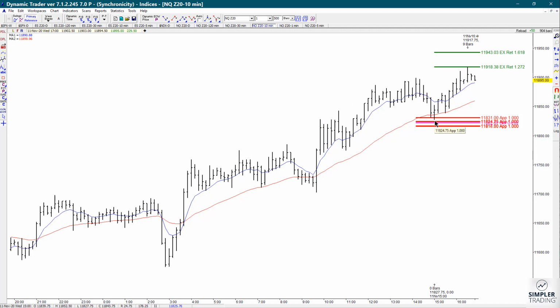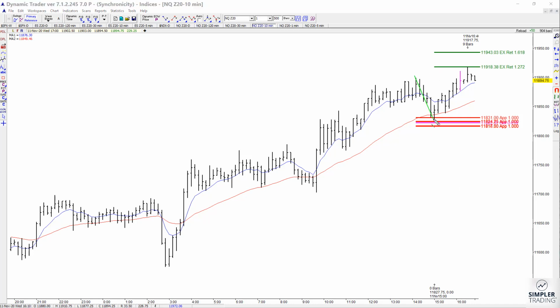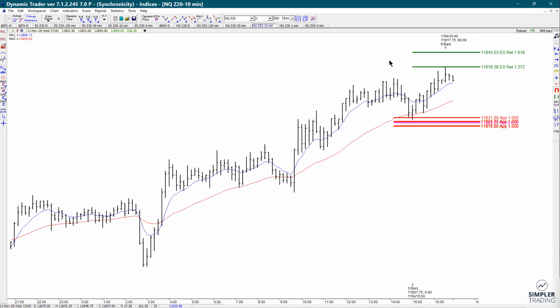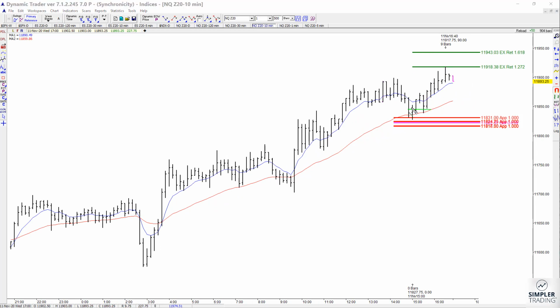Now, the zone was tested, the zone held, and it did meet target number 1. Okay, so that's basically, textbook, what we're looking for, a minimum target of the 1272 extension. Now, this was a 90-point rally in the case of NASDAQ. Now, I don't expect you to get 90 points out of it, but I expect you to get something in the middle, and if you get that, you should be pretty much a happy camper.